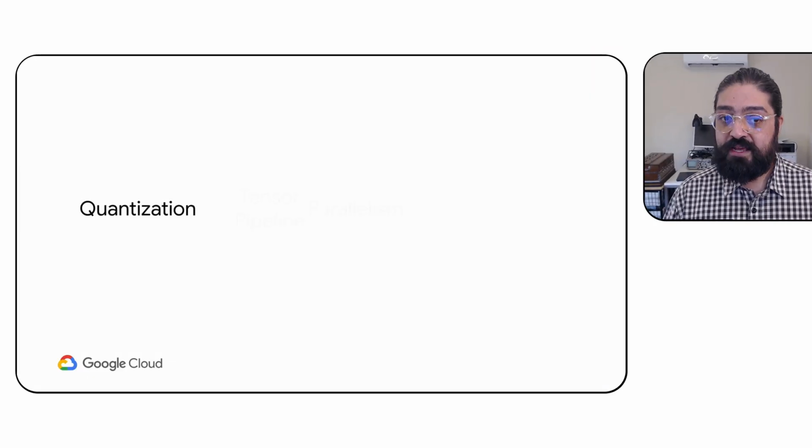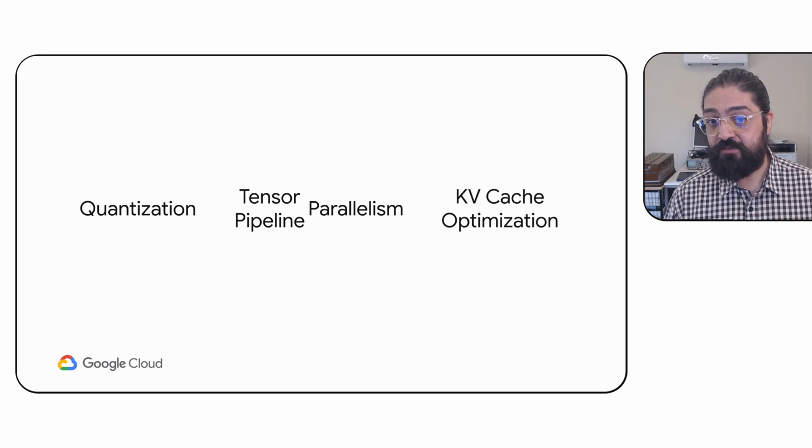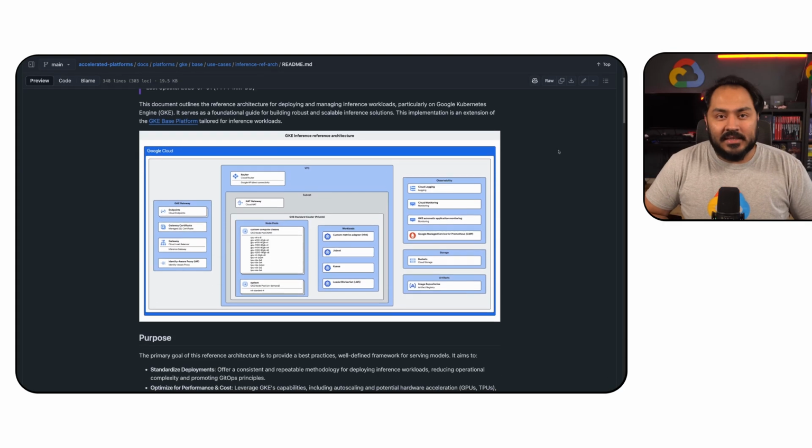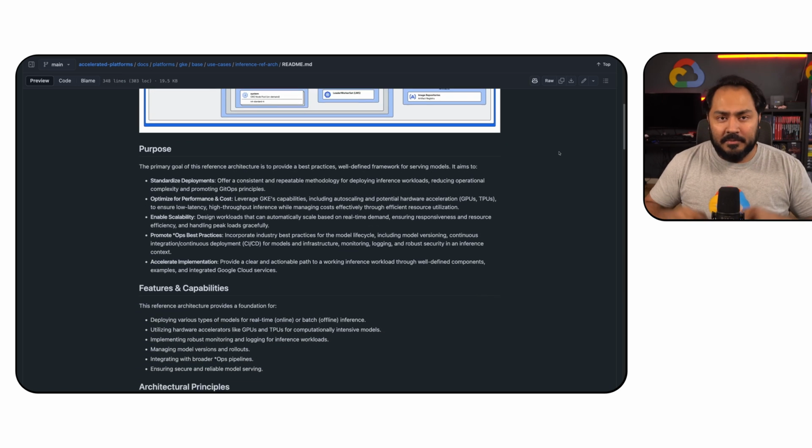And third, we focused on simplified operations for complex models. The architecture includes guidance and integrations for advanced model optimization techniques like quantization, tensor and pipeline parallelism, and KV cache optimizations. The GKE Inference Reference Architecture is available today in the Google Cloud Accelerator Platform's GitHub repository, link below.